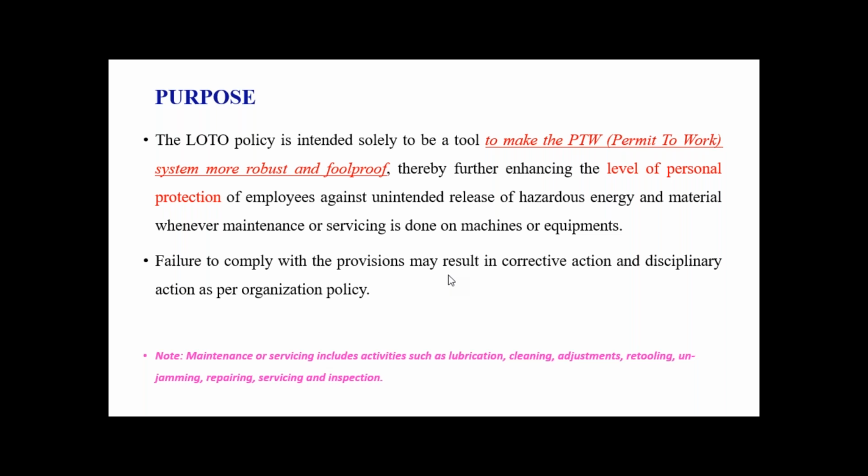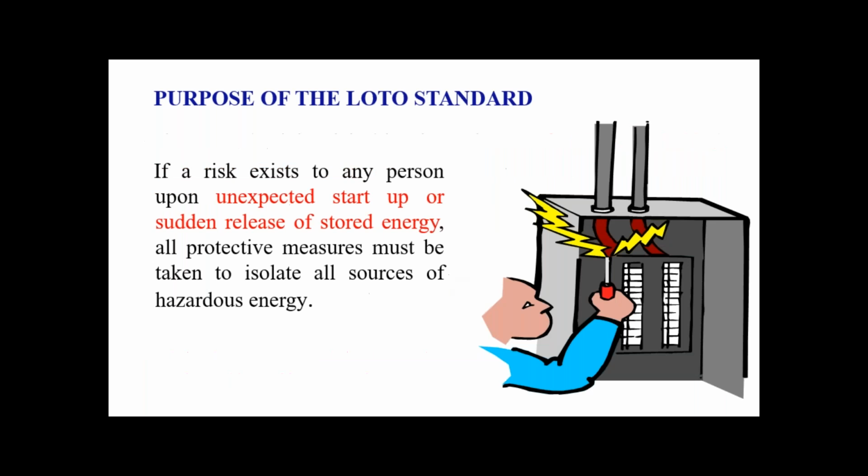So these types of LOTO systems or permit to work systems are mainly applicable for maintenance work or for servicing work, which includes lubrication, cleaning, adjustments, retooling, unjamming, repairing, servicing and inspections. So we can apply these LOTO systems for these types of work on a daily routine basis. Then what exactly is the purpose of the LOTO standard?